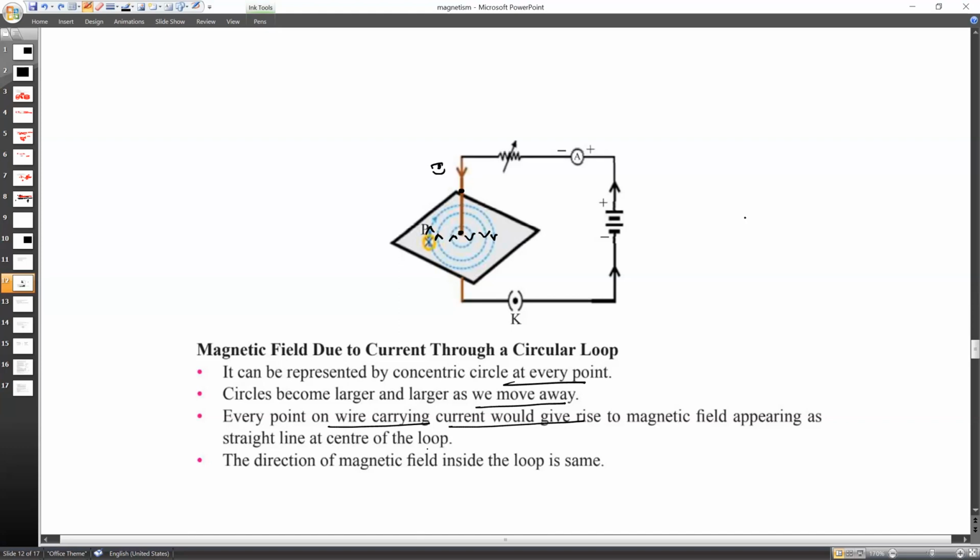Okay, and we will say that this current-carrying conductor will be considered as a loop. The direction of magnetic field lines inside the loop is the same. Got it? So please note these points also. Magnetic field due to current through a circular loop.